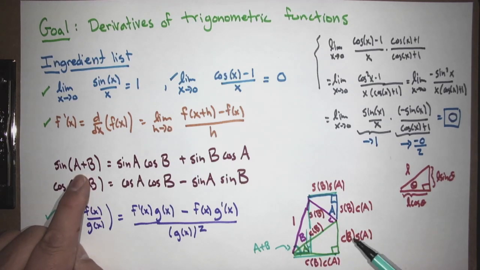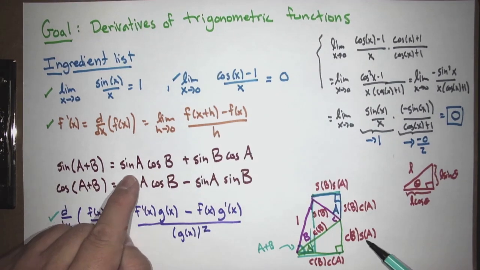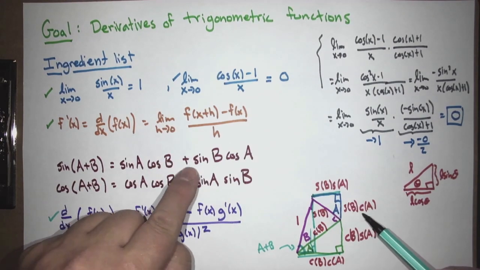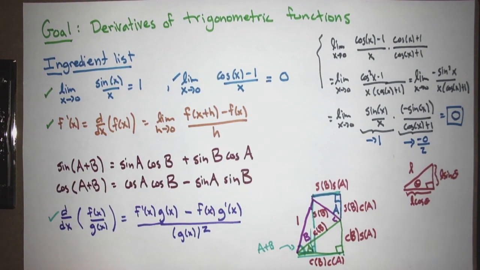How do we get that? We add these two together. Sine A cosine B, sine B cosine A. And there we go. Trig is fun. What? That's so cool.